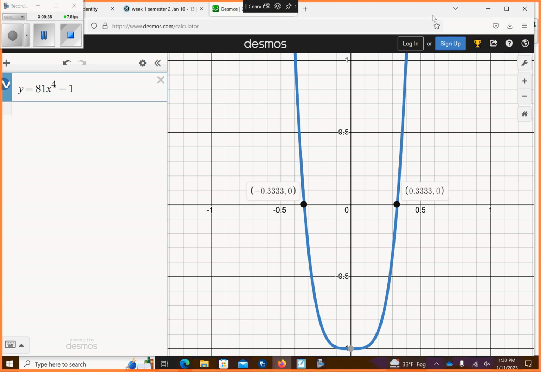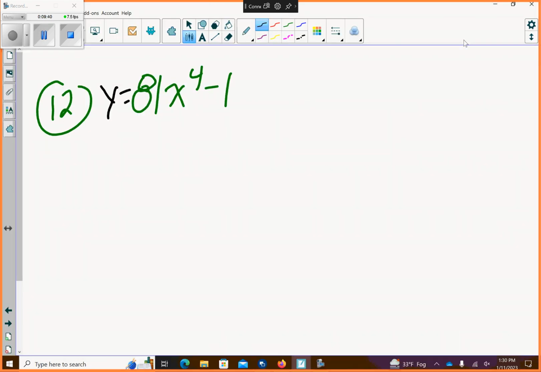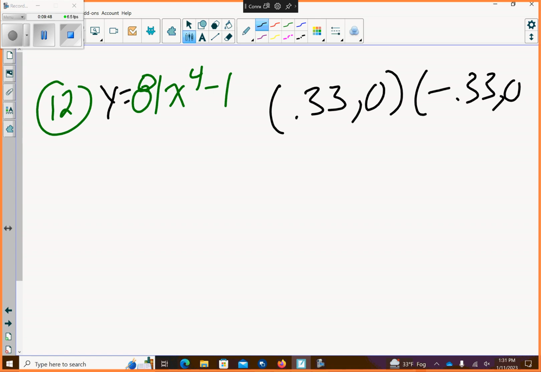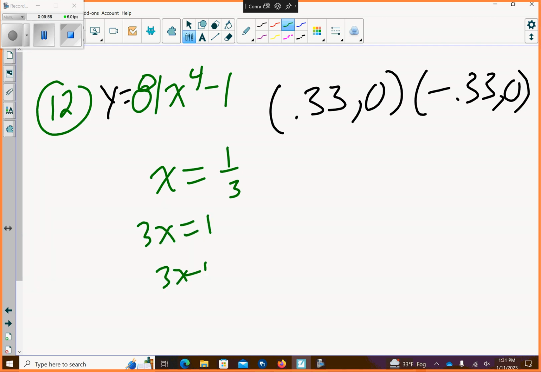Oh, don't do that. Go here. I believe we can say, we know that we have 0.3 repeating, comma 0, and negative 0.3 repeating, comma 0. And what we're going to do is we're going to start realizing, okay, I know that this is x equals 1/3. So that's 3x equals 1. So 3x minus 1. That's definitely a binomial. And then this one is negative 1/3.